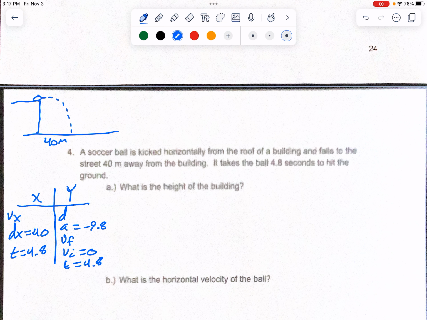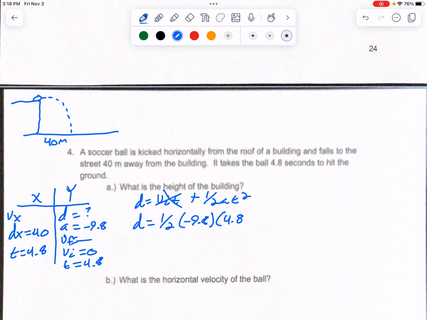And it says, what is the height of the building? So that means I am looking for vertical distance. So I'm going to leave off Vf. So I'm going to use that third equation, which is d equals Vi t plus 1/2 a t squared. Remember, Vi is 0, so this whole thing goes away. So d equals 1/2 times negative 9.8 times 4.8 squared. Okay, so do that math, and you should get 112.90 meters, and that would be it.